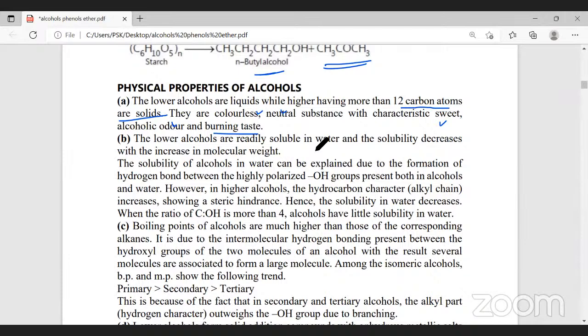The lower alcohols are readily soluble in water. Methanol and ethanol will be readily soluble in water. And the solubility decreases with increase in molecular weight. As the molecular weight increases, the solubility will decrease.